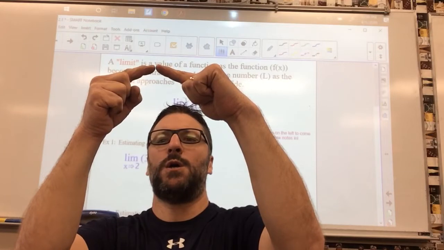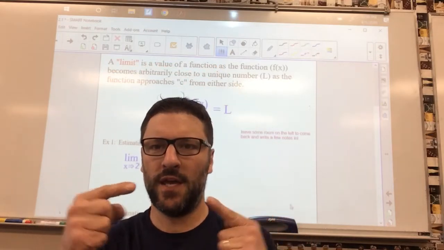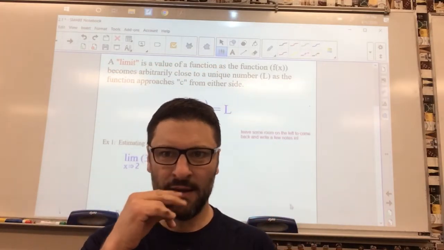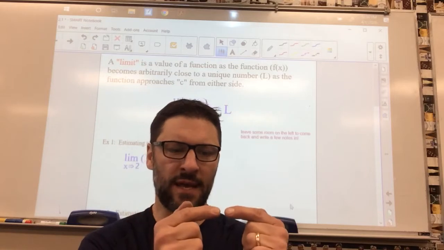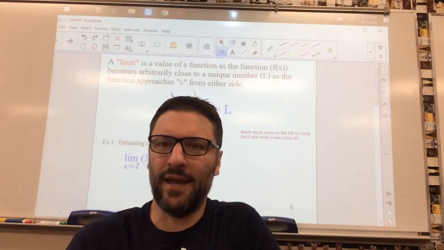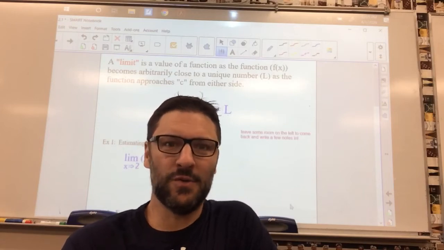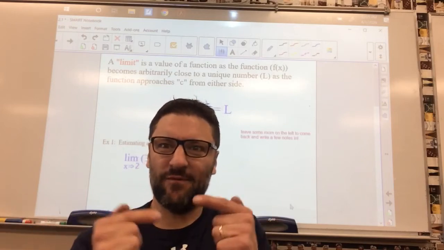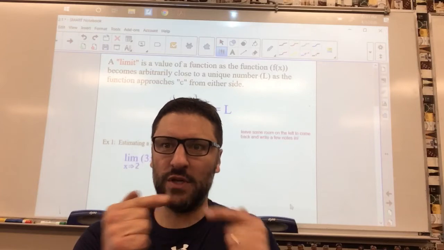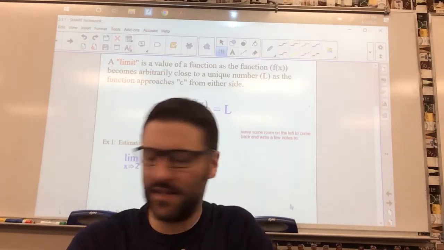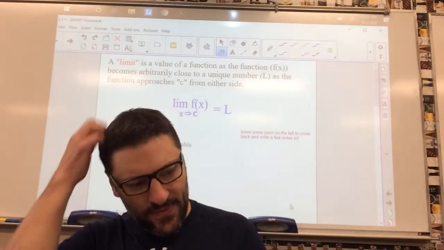Like so close that you can't even see the distance between them anymore. Arbitrarily close is as close as you could possibly think. I'm talking, if you're in science class, Planck distance close, infinity in reverse close, as close as you could possibly get those two values to hit each other. So that's what a limit is.